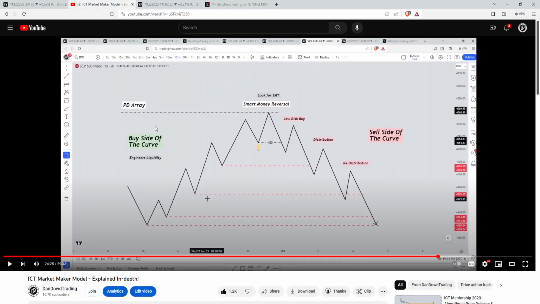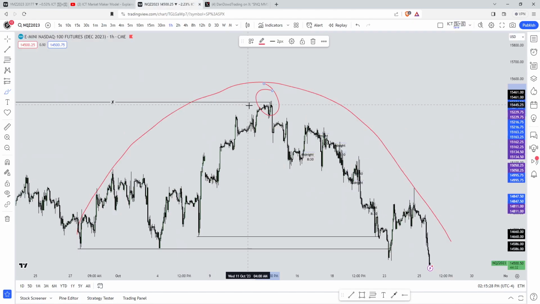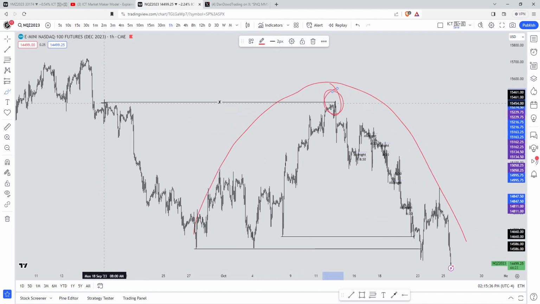You can see that this is the exact representation that we have going on here. Price moves from the buy side of the curve, leaving behind old lows, reaches a PD array where you anticipate a reversal to happen at. We look for SMT divergence up here. Smart money reversal occurs, then it starts targeting all of the old lows. It's exactly what we have going on in the NASDAQ here. So it leaves behind these old lows, and then it reaches the smart money reversal level. There is SMT divergence here.